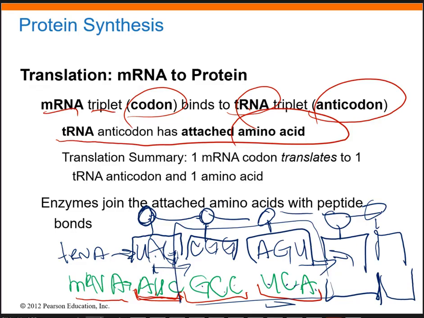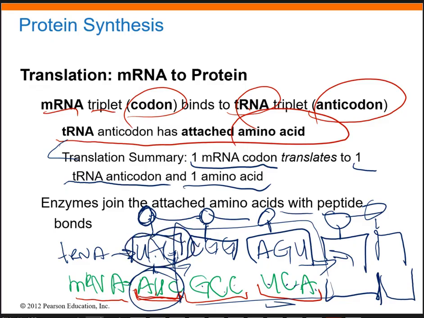so that it can string the amino acids together. Okay, so the overall summary of what happens in translation is that one mRNA codon translates to one tRNA anticodon, which translates to one amino acid. Okay, so the codon is down here, then the tRNA anticodon, which brings along an amino acid.